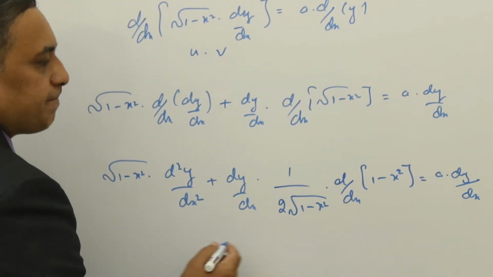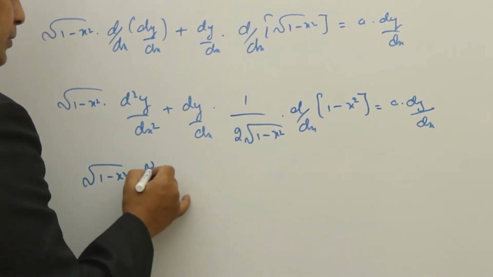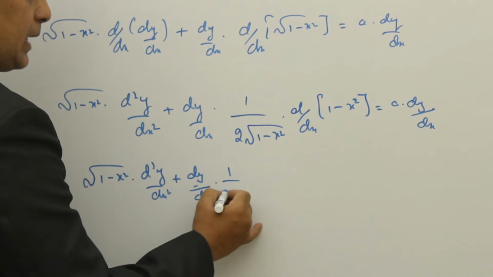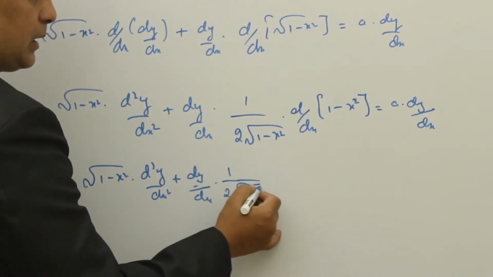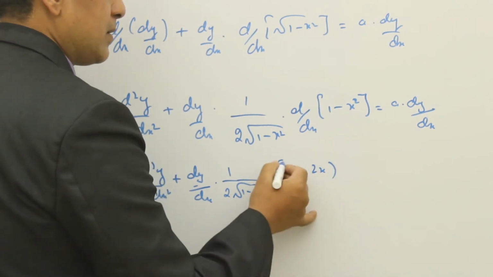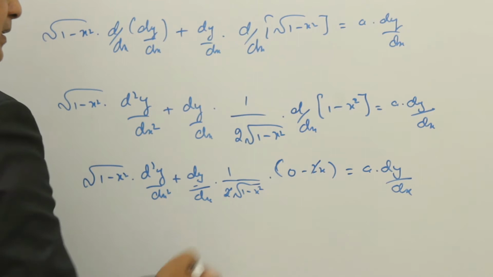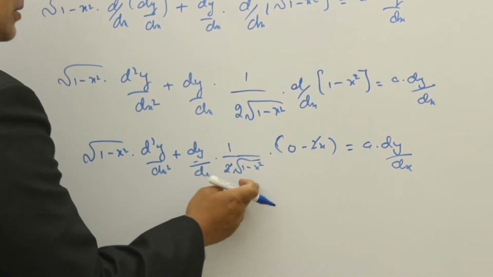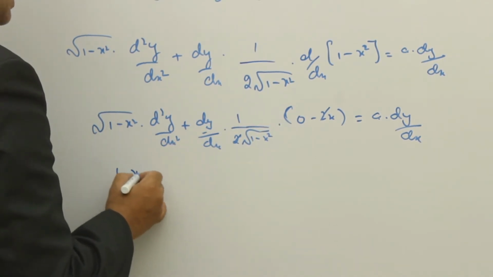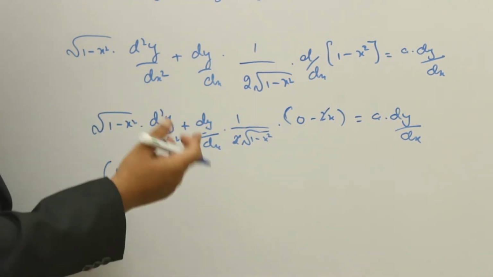Now, you get root over 1 minus x square into d square y divided by dx square plus dy by dx into 1 by 2 root over 1 minus x square into differentiation of 1 is 0, differentiation of x square is 2x, minus 2x, equals a into dy by dx. So now this 2 and this 2 get cancelled. So minus into this, it is going to be minus. So take the LCM of this: root over 1 minus x square into root over 1 minus x square is nothing but root over 1 minus x square whole square. Square of the square root gets cancelled.